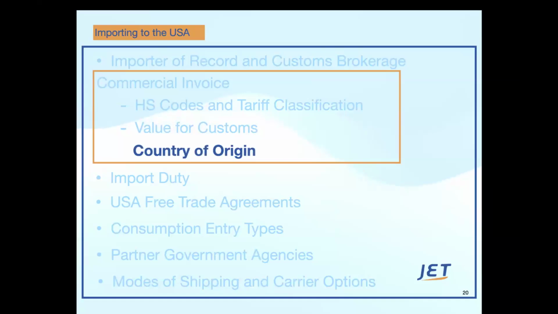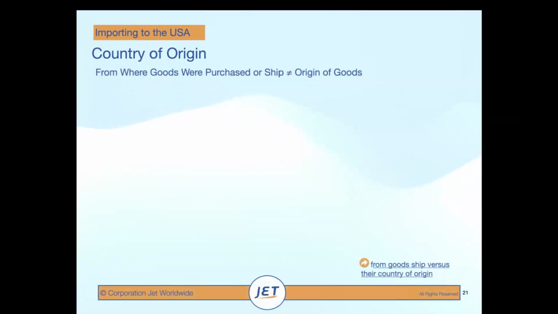Let's talk about country of origin. Many assume that purchasing and shipping goods define the origin of goods. However, from where goods ship is different than their country of origin. The country of origin generally refers to the country of manufacture, or where the goods were, the term is, wholly obtained. That's the term that you often hear in customs parlance. For example, if you order, say, avocados from Mexico and they're shipped from Mexico, the country of origin would be Mexico.